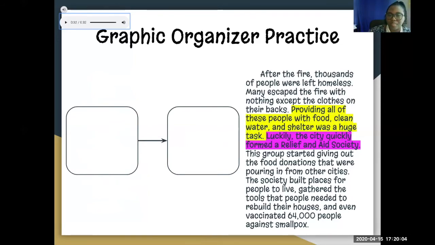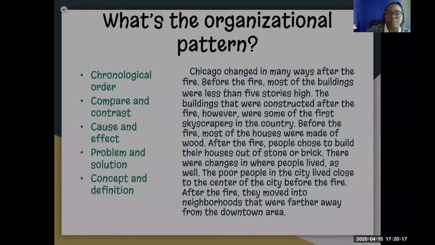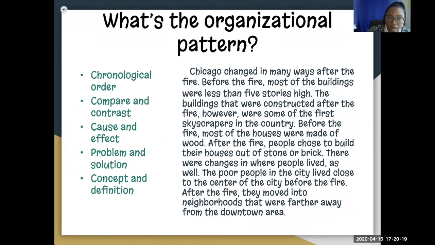All right, awesome job. And don't forget with these graphic organizers as well to label them. So you might want to put problem above the box and solution above that box, okay? I think there are more. I don't think we're done today, okay?